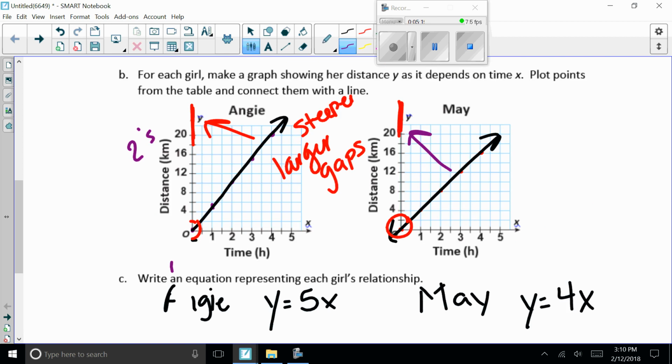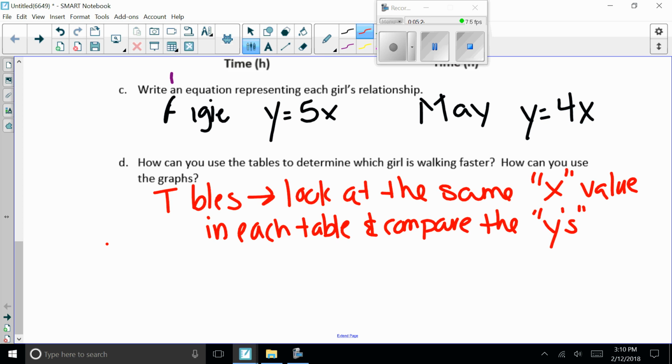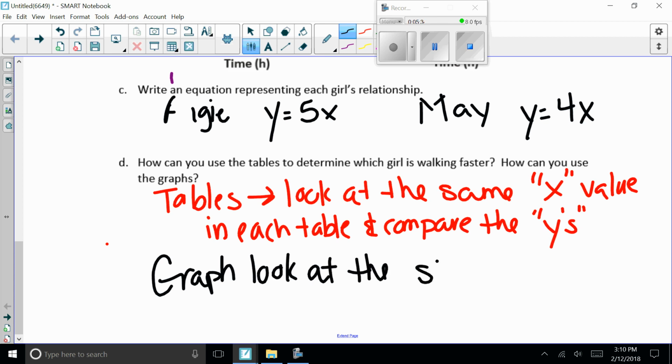Okay, so let me go back. Let me add that A. Let me change the colors again. So on a graph, look at the steepness. Okay, and we're going to be doing more work with graphs to be able to determine which is steeper and things like that. But that is one way to determine on a graph who travels at a faster rate.